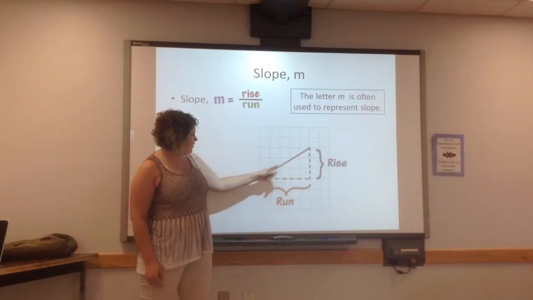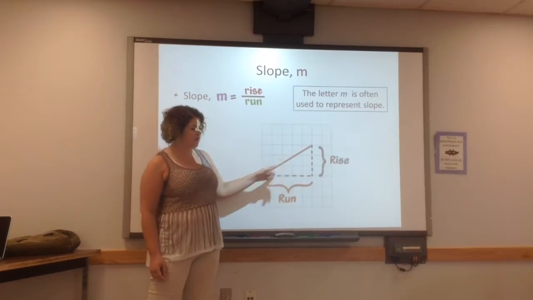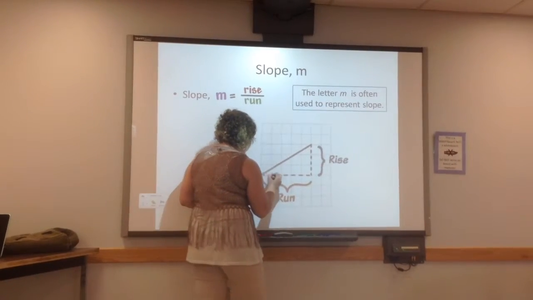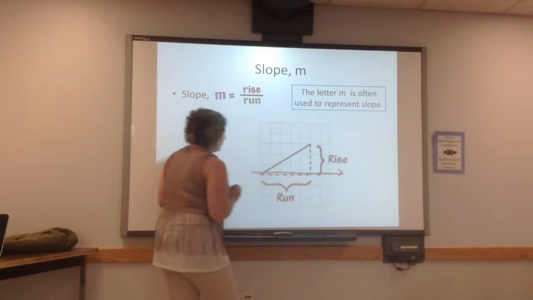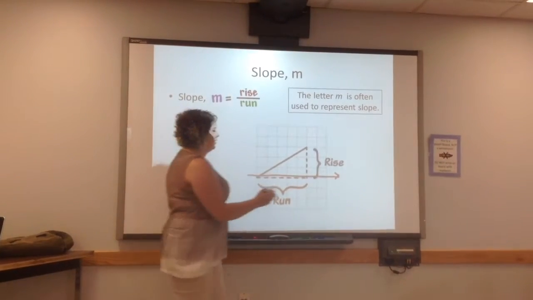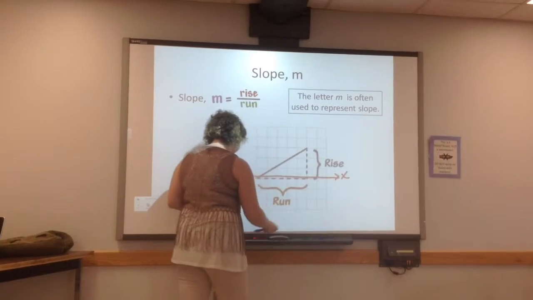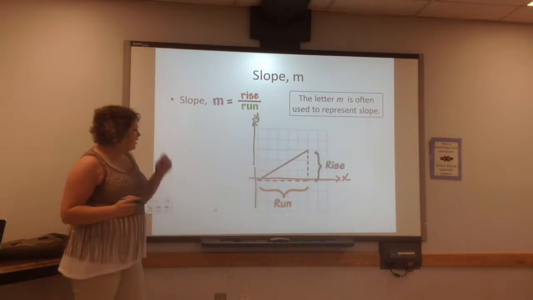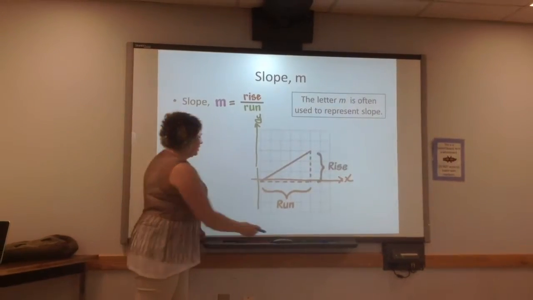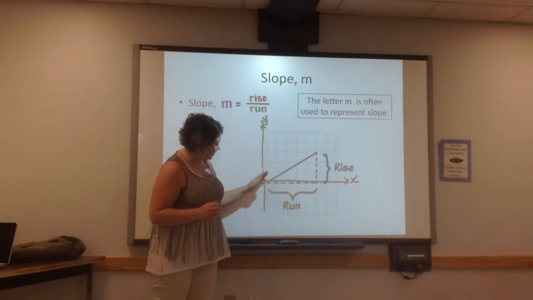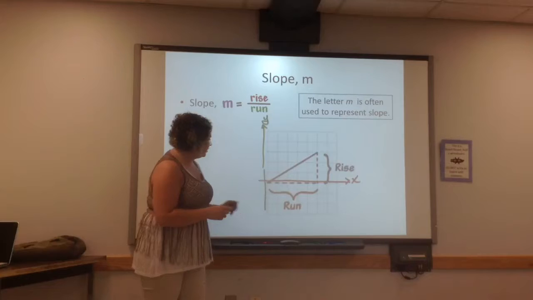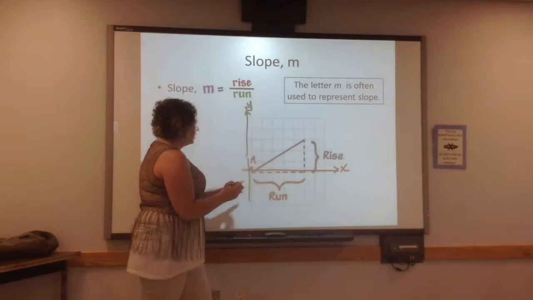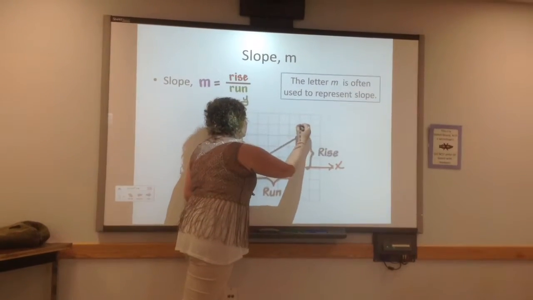Here I have a picture of a line, and I want to find the slope of that line. So first I'm going to draw my x-axis. So our x-axis always goes this way. And then our y-axis. Okay, so to find the slope of this line, we have to find 2 points. I'm going to label this point here A, and this point here B.